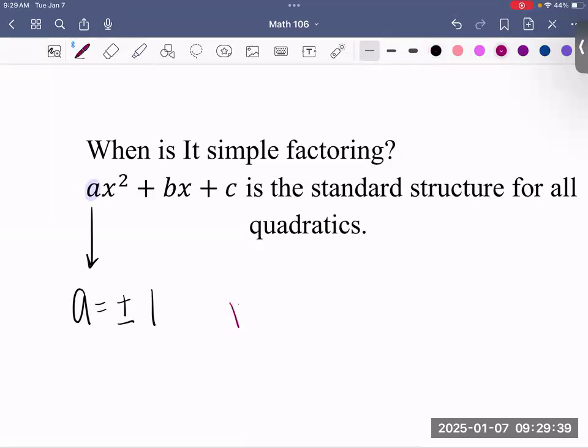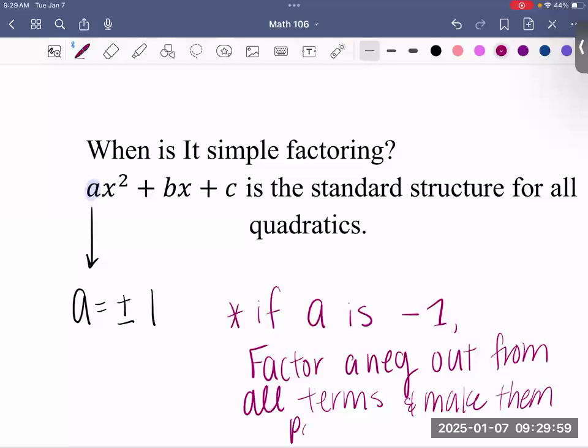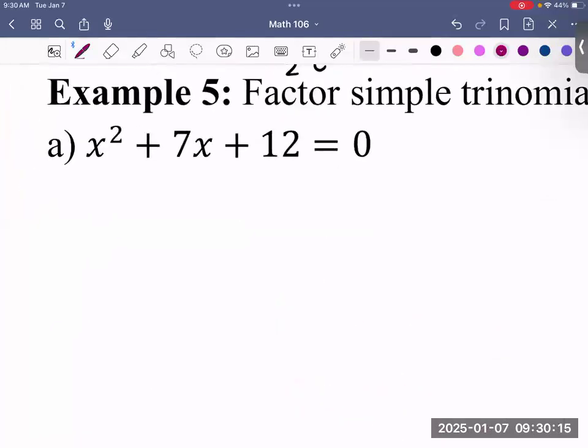Now, if a is negative 1, we want to factor a negative out from all terms and make them positive. That way, we're not stuck with trying to figure out what to do with the negative, and it just makes it so complicated. It's easier if you factor out the negative to start. So let's go ahead and take a look at the first one.